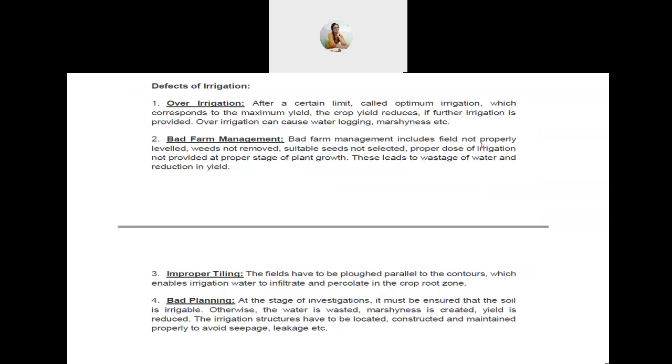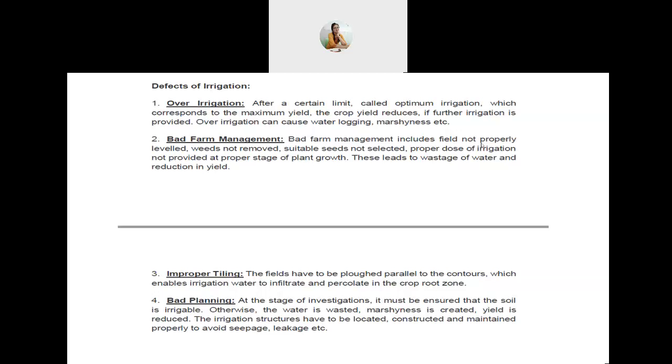Now, the defects of irrigation. The first point is over irrigation. After a certain limit called the optimum irrigation, which corresponds to the maximum yield, the crop yield reduces if further irrigation is provided. Over irrigation can cause waterlogging, marshiness, etc.